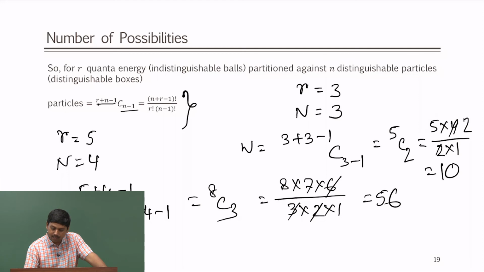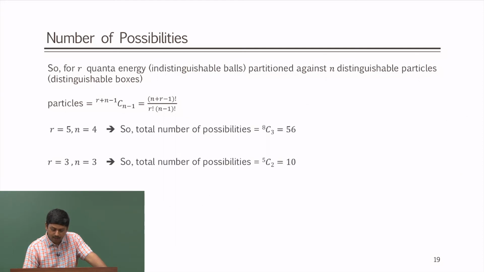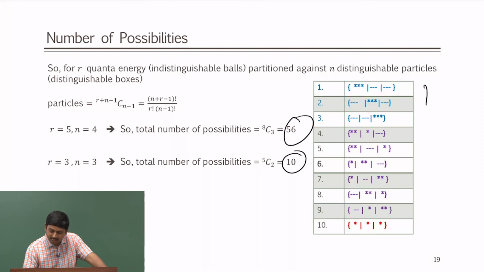Okay. So, here we are getting a handle on the total number of possibilities one can get. I will just clear this marking, and then 56 we got it here, as you can see, 10 we got it here, as you can see, and these are the 10 values.